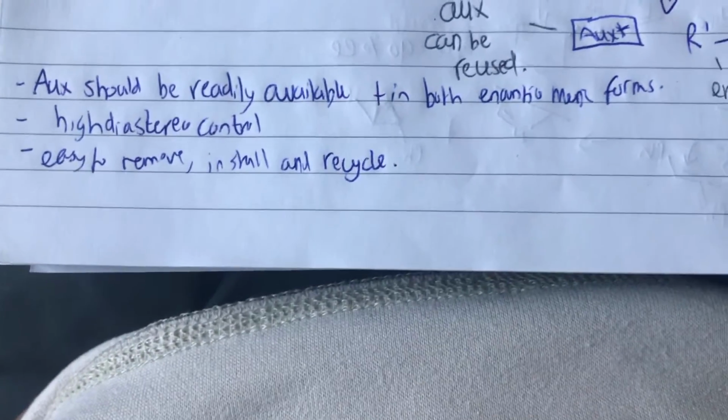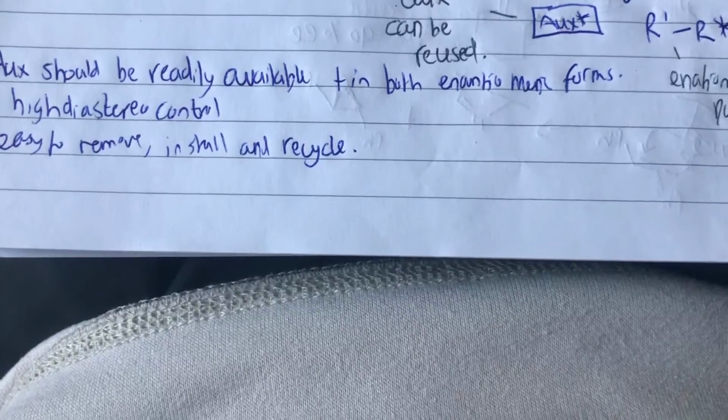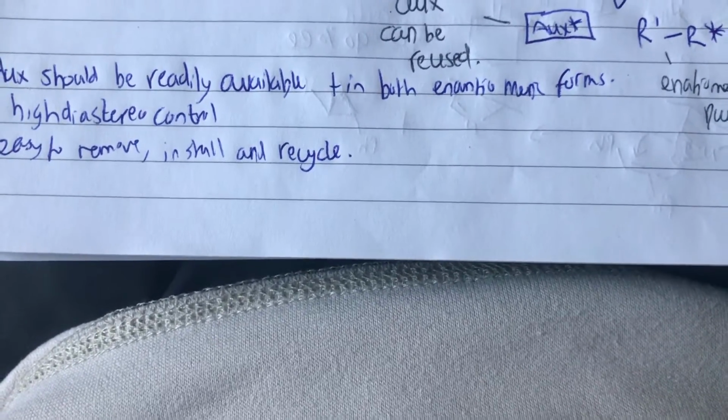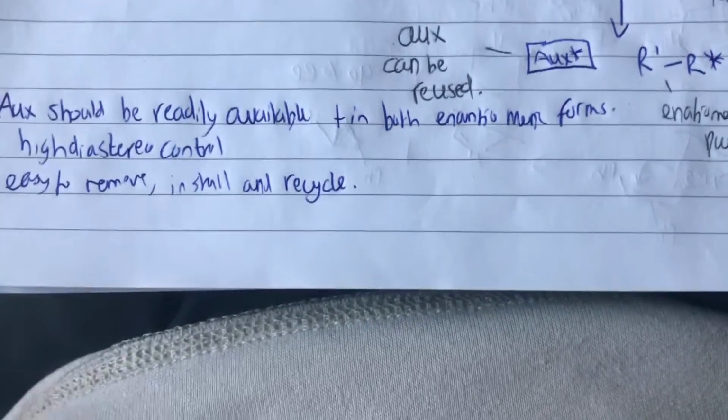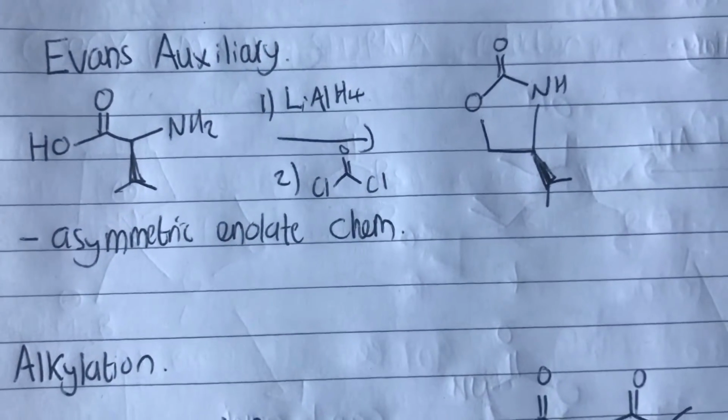So the auxiliary should be readily available and in both enantiomeric forms, so the R and S form. There should be high diastereo control, and it should be easy to install and remove, and obviously able to be recyclable as a catalyst sort of thing. So here's an example. We've got the Evans auxiliary here. It's just a simple look at what it is.